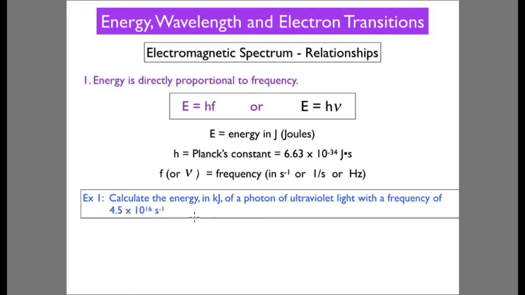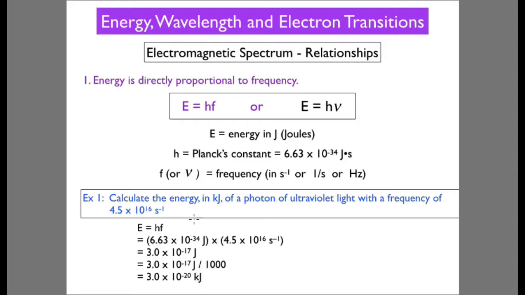Let's do a quick example. Calculate the energy in kilojoules of a photon of ultraviolet light with a frequency of 4.5 times 10 to the 16 seconds to the minus 1. Right, so write your formula. We know Planck's constant, 6.63 times 10 to the minus 34 joules seconds, multiplied by the frequency given in the question, and you get 3 times 10 to the minus 17 joules. But we want it in kilojoules, so we divide by 1000.